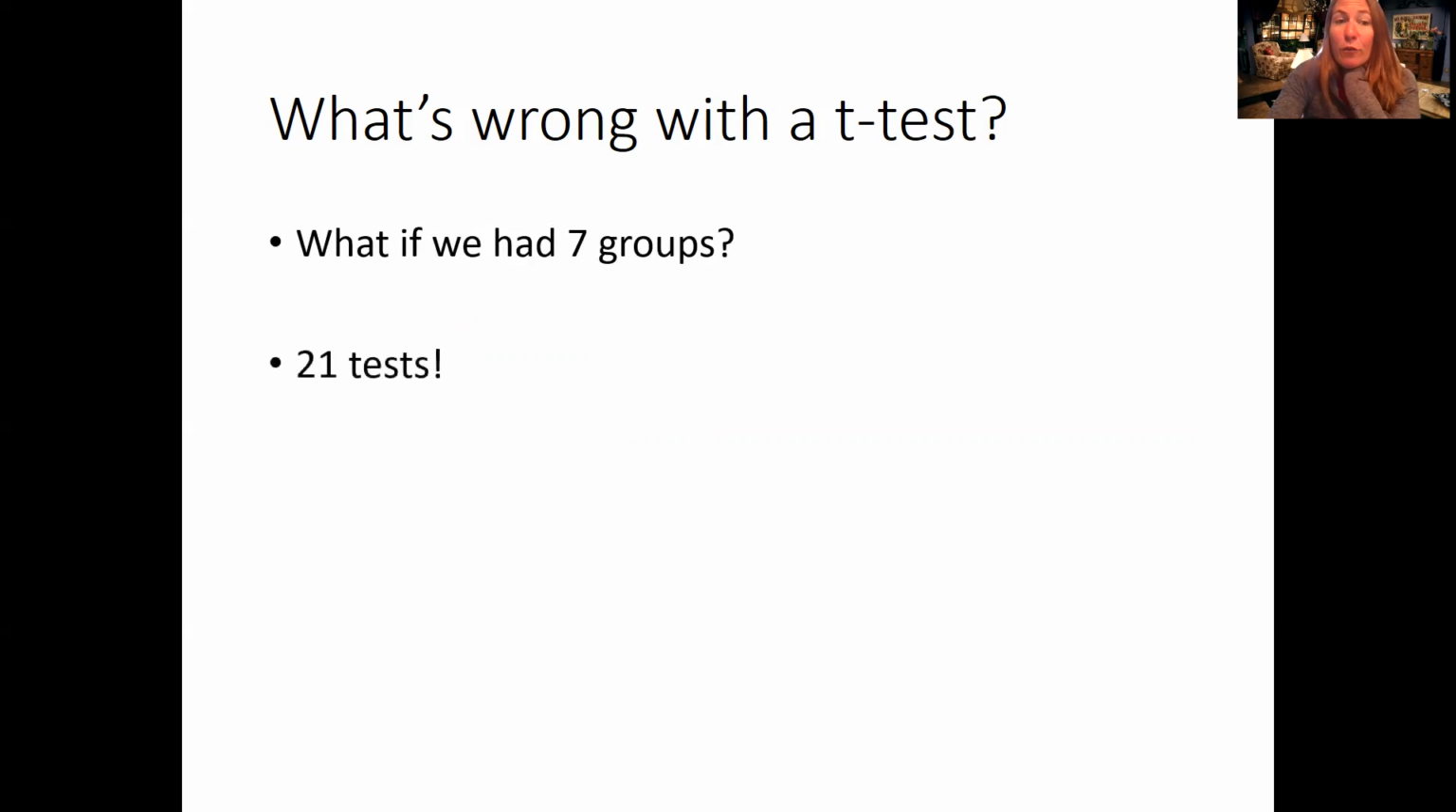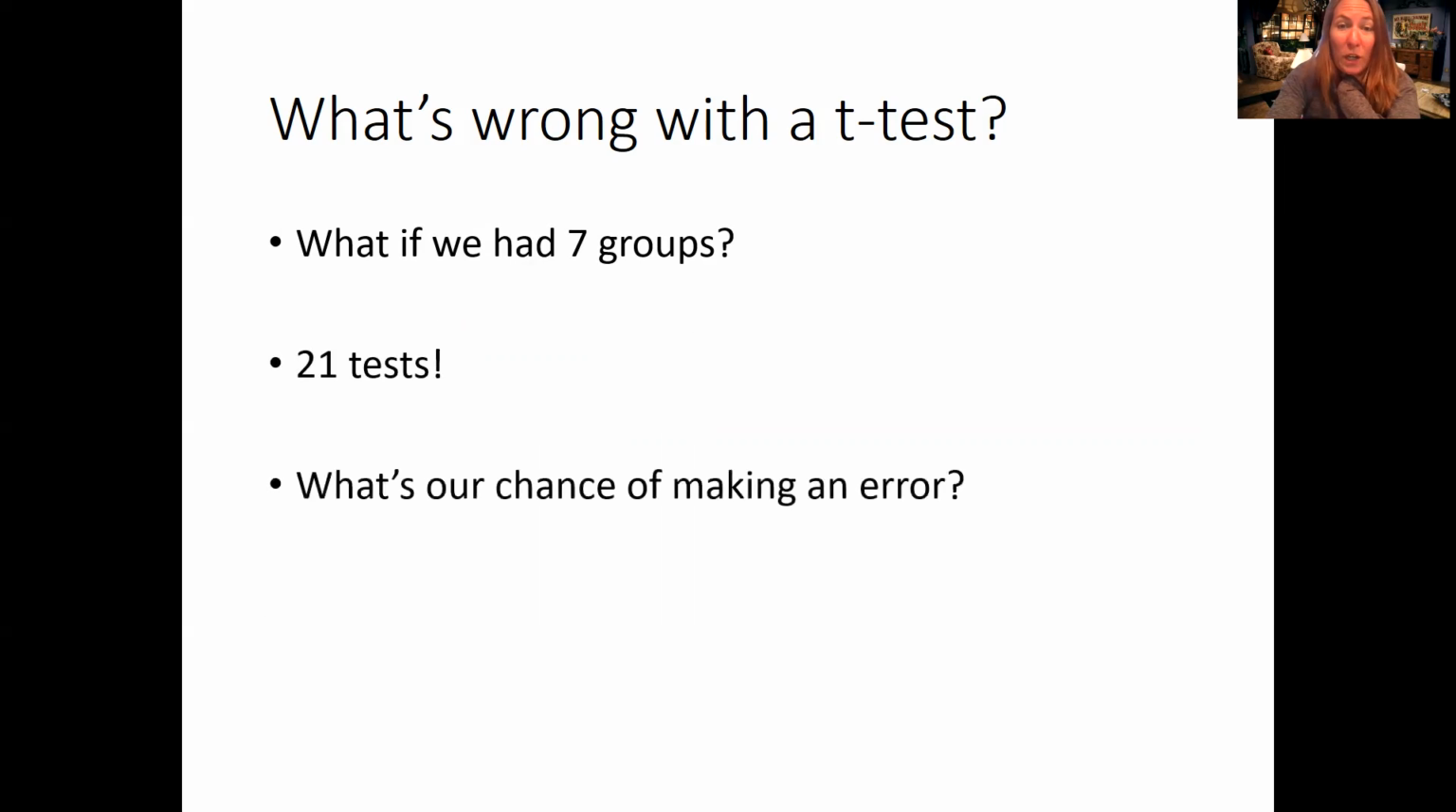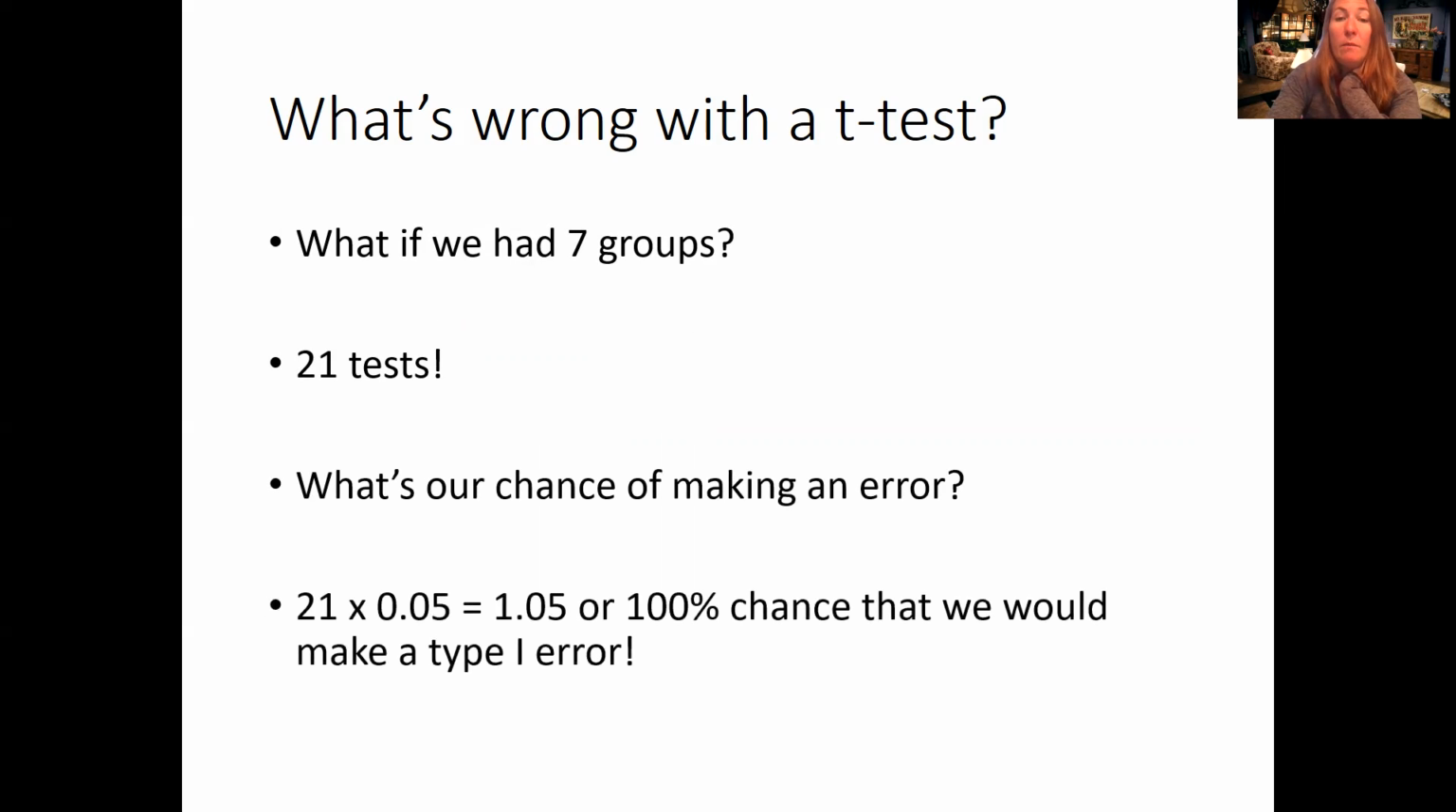So if we had 7 groups, that would bring us up to 21 tests, and then we would definitely be making a type 1 error. At least one of those tests is going to come up, and we are going to say that we're going to reject our null hypothesis. We're going to say, look, we found an effect. We're going to confirm our alternative hypothesis, and it is definitely going to be wrong. So we would end up with a 100% chance that we would be making a type 1 error. So this is why we don't do t-tests with more than 2 groups.